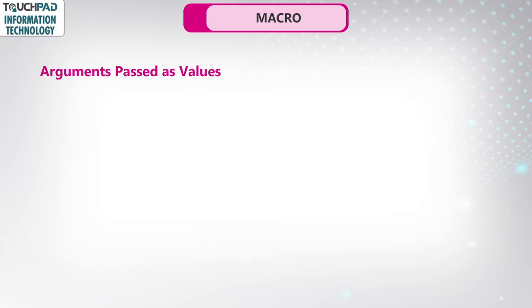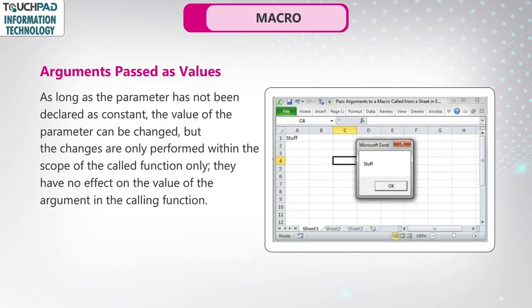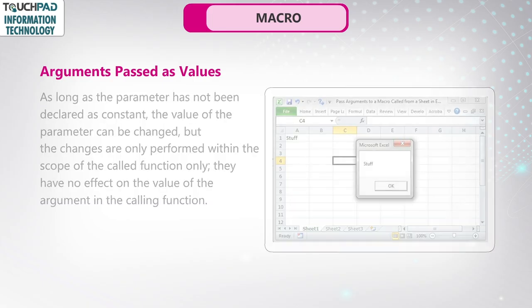Arguments passed as values. When the arguments are passed by values, then the compiler copies the values of arguments into the function. The parameter in the called function is initialized with the value of the passed argument. As long as the parameter has not been declared as constant, the value of the parameter can be changed, but the changes are only performed within the scope of the called function only. They have no effect on the value of the argument in the calling function.